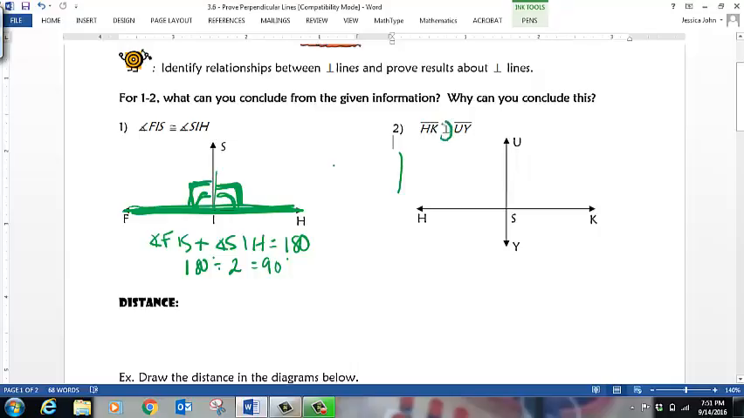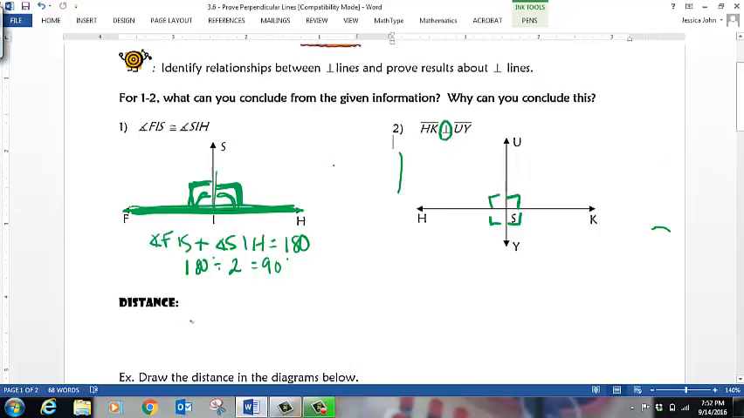Remember this little upside down T here? That stands for perpendicular. So it's basically saying that line HK is perpendicular to line UI. Well, what does perpendicular mean? If these two lines here are perpendicular, then that means they intersect to form a 90-degree angle. Well, if this is a 90-degree angle, that means this is also 90 degrees, this is 90, and this is 90. So all four of those angles are going to be 90 degrees, which would then mean that all of those angles are actually going to be congruent to one another.